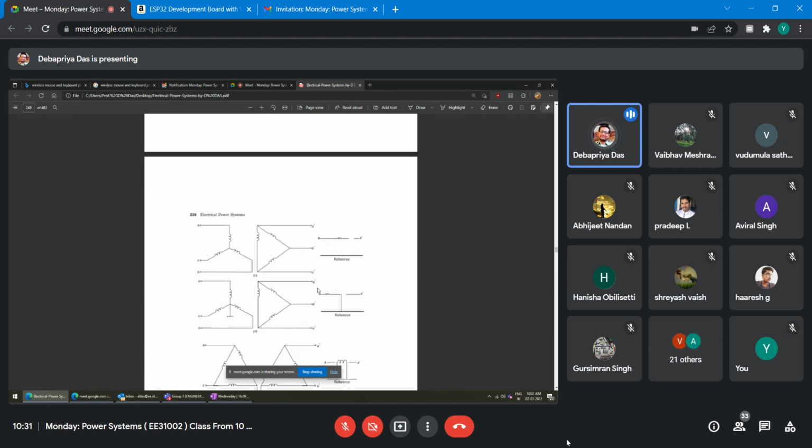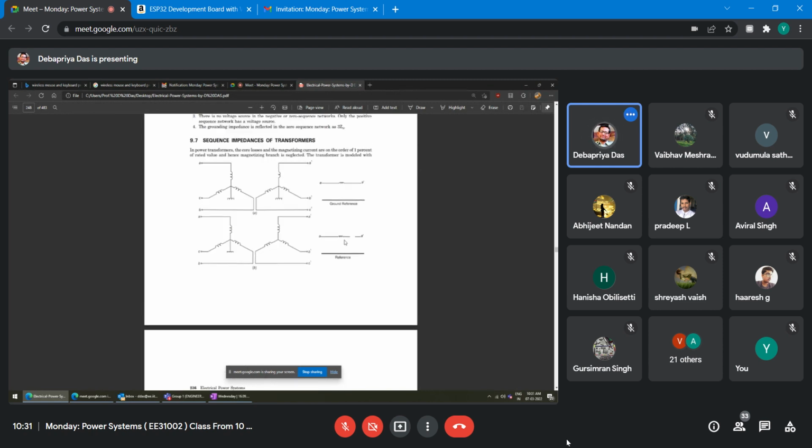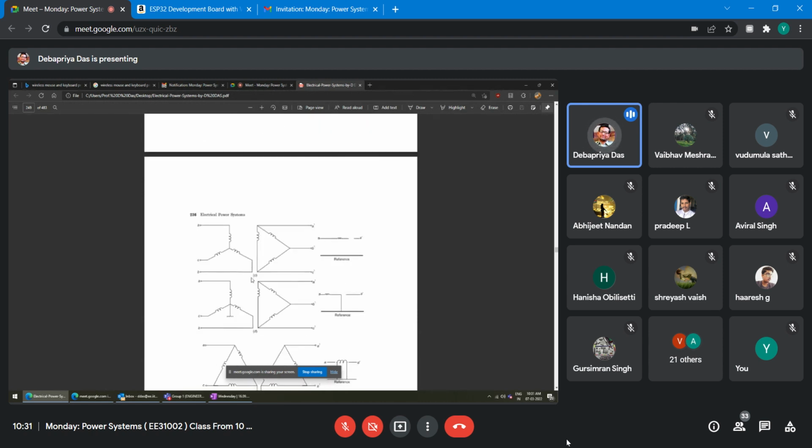Now this one is star ungrounded, right? And your delta connection is there. In delta, there is no question of ground. So in delta, the zero sequence current will circulate inside the delta, but it will not go out, right? And the star is ungrounded, so there is no zero sequence current flow. So it will be like this, this should be open, because it is ungrounded. So no zero sequence current will flow, and this is also your delta.